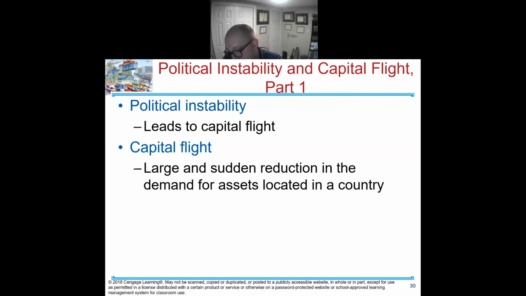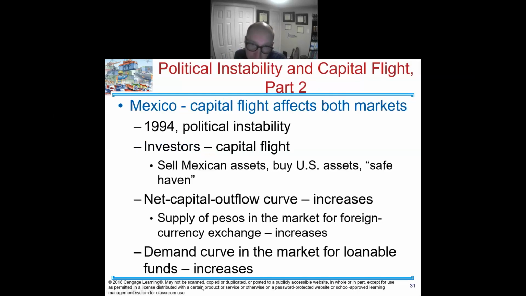Capital flight happens when money suddenly leaves the country for whatever reason. This happened in the United States some years ago when there was a change in tax law, which caused U.S. citizens to open bank accounts in the Cayman Islands to evade taxation. That's called capital flight. It's when capital leaves the country. It also happened in Mexico back in 1994 when there was a lot of political instability. A lot of Mexican assets were sold and purchased by United States investors.